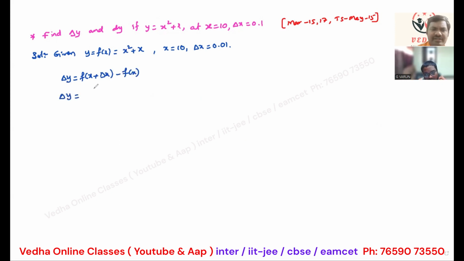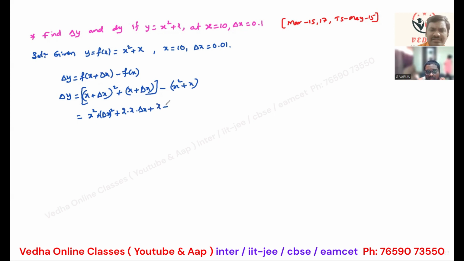So that means delta y is equal to f of x plus delta x, means x plus delta x whole square plus x plus delta x. In place of x, substituting x plus delta x. Minus f of x means minus of x square plus x. A plus b whole square, a square plus b square, delta x whole square, and plus 2ab, 2 into x into delta x. Plus x plus delta x, minus x square, minus x. Okay, observe carefully and cancel. Plus x square minus x square, plus x minus x gets cancelled.